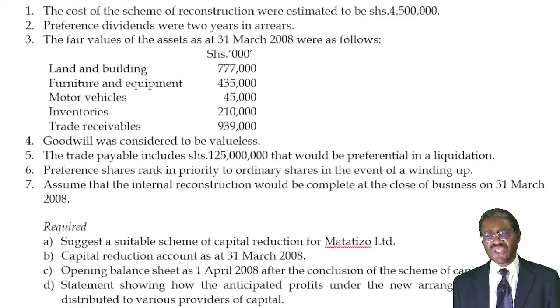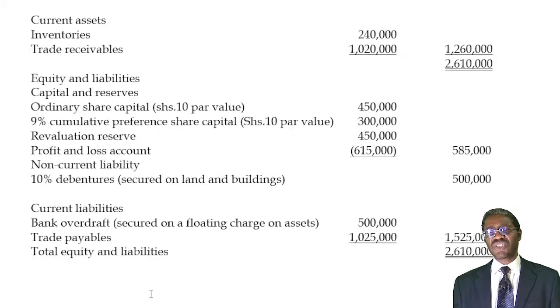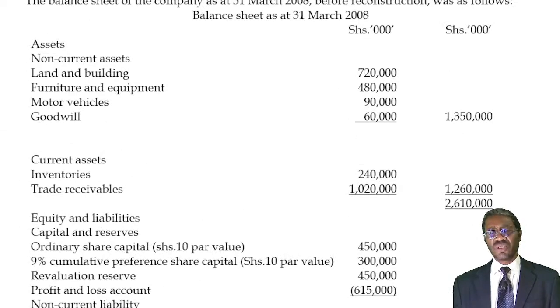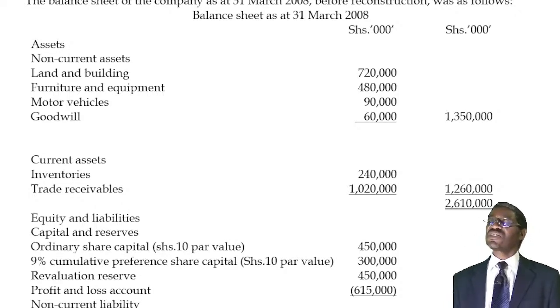What was the original book value? That's what I want to check. From the original balance sheet, the original book value of the land was 720. Now, after reconstruction, it will go into the books at 777. It is obvious that land will give us a gain.